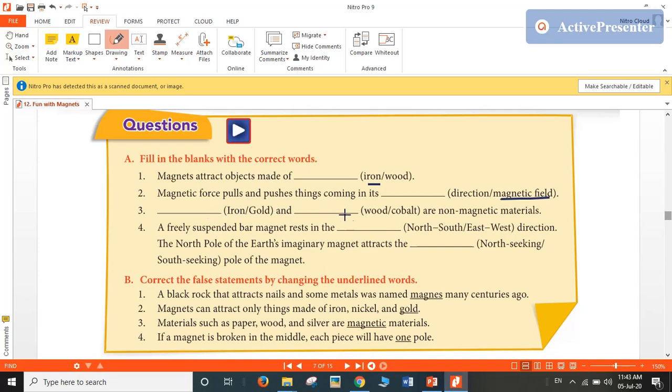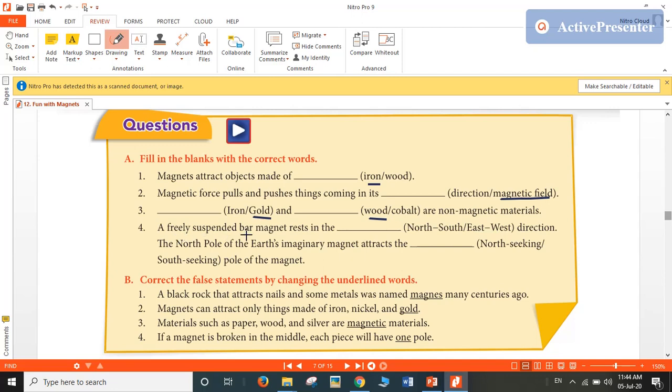What and what are not magnetic material? It means we have to tell the non-magnetic material. So iron is a magnetic material while gold is a non-magnetic material. Wood is non-magnetic material. So gold and wood are non-magnetic materials.